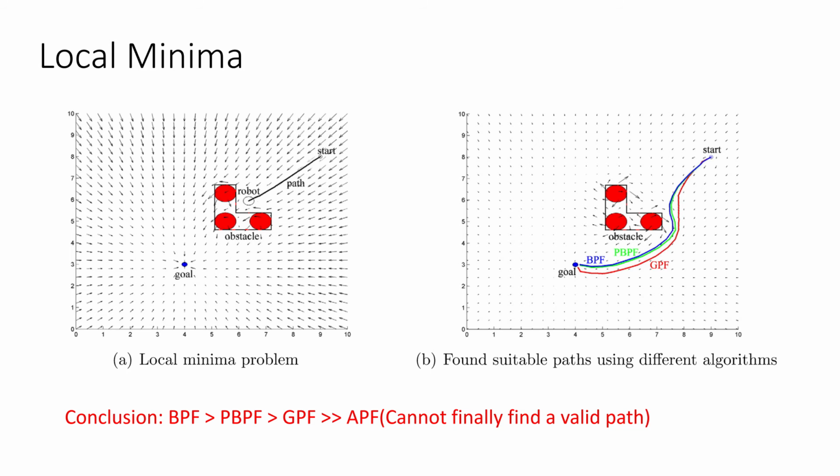The authors used simulations to make the robot go from the starting point and try to reach the goal point, and of course it missed the local minima problem when they used the APF method. They came to the conclusion that BPF is the most suitable algorithm for solving the local minima problem, as I have listed in the slides.